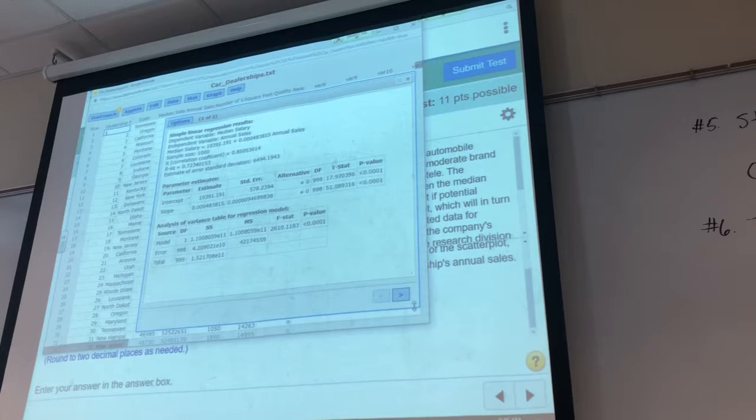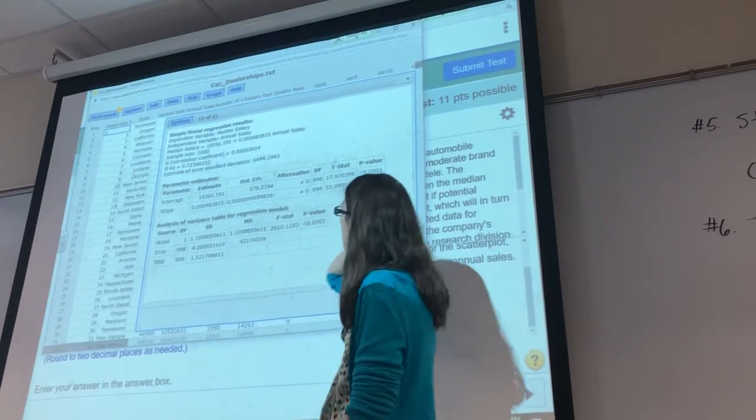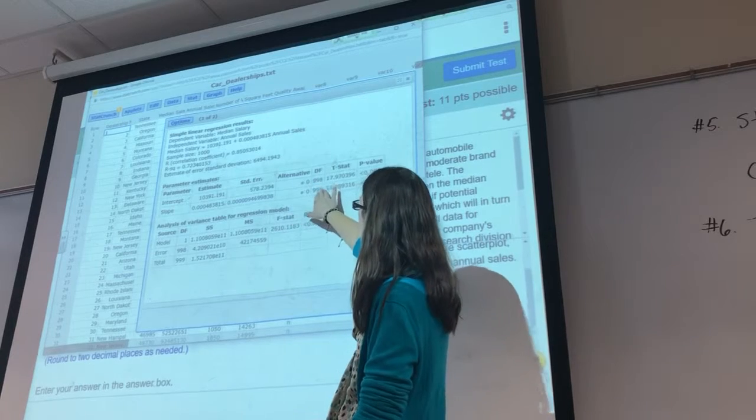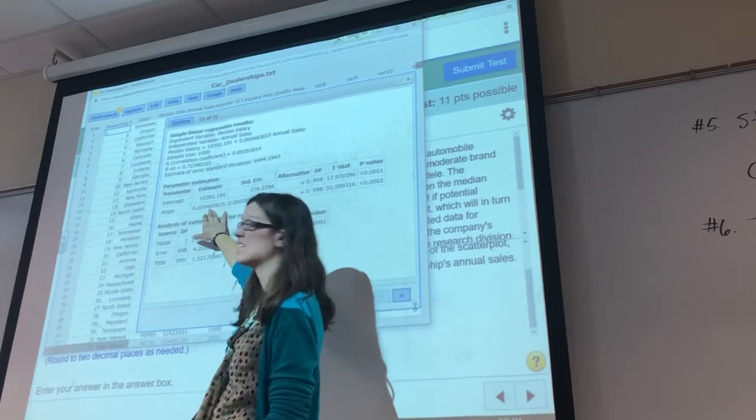So there's a bunch of stuff in here that we are not going to actually use. So this is our ANOVA. We're not going to do ANOVA in this class, so don't worry about that. You've got your standard error, your degrees of freedom, your t-stat, your p-value. None of those we're going to use. What we're looking at here is just our estimate.